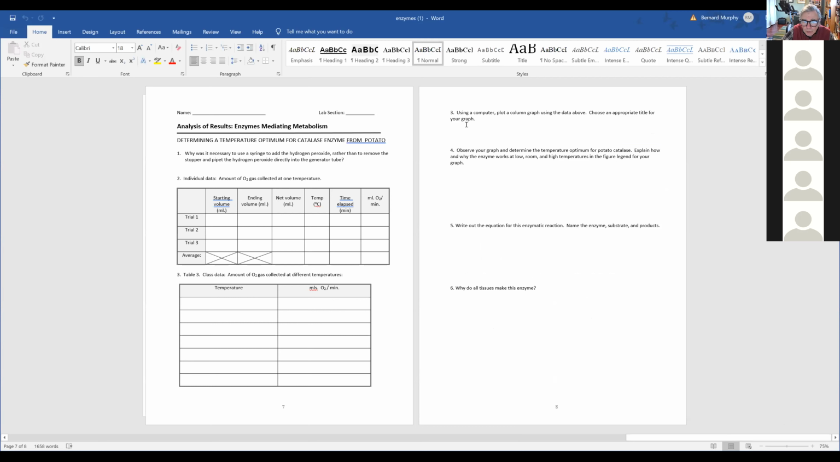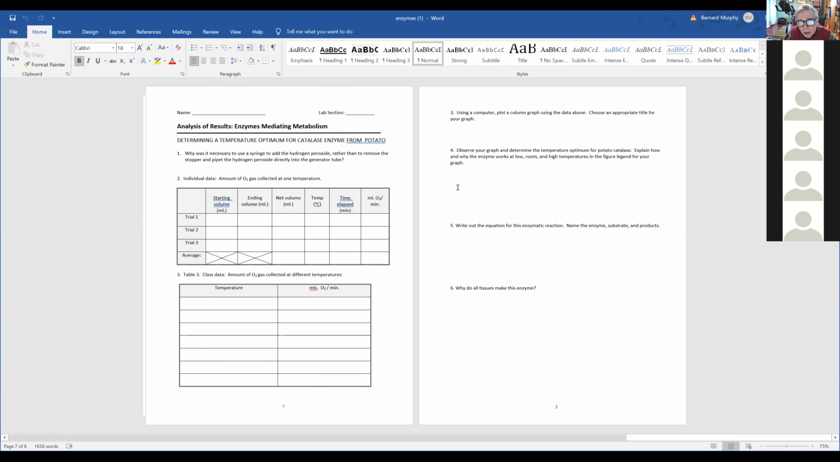Then, number 3 says, using a computer, plot a column graph using the data above. Choose an appropriate title for your graph. No, you don't have to use a computer. We only have 3 data points. So, draw a thumbnail sketch like you did in the water lab. Enzyme activity measured by milliliters of oxygen produced per minute as a function of temperature. And put the 3 dots on, draw the bell-shaped curve, and that's fine. Okay.